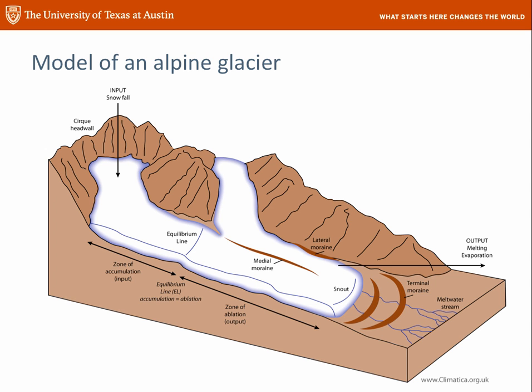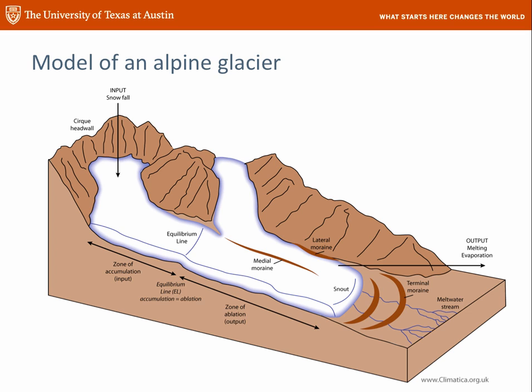This is a drawing of an alpine glacier with the parts labeled, and there's a few things I want you to pay attention to here. First of all, in the highest part of the mountain is the input area. This is where snow falls and is accumulated and stays with the glacier. It doesn't melt immediately. So we call this the zone of accumulation.